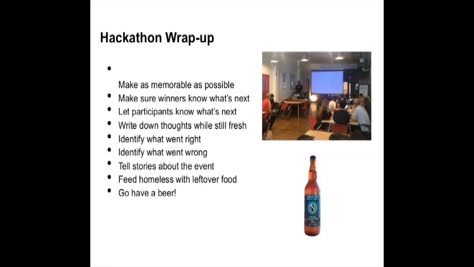And then, I always wrap up a hackathon with having a beer, and I got a picture of my favorite beer, Neat Coffee, on there, because after you're done planning an event and being up for 48 hours, you're probably going to need a good beer.